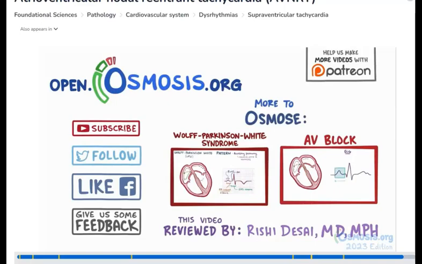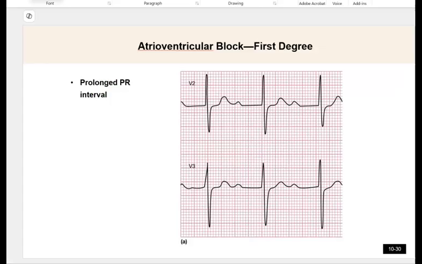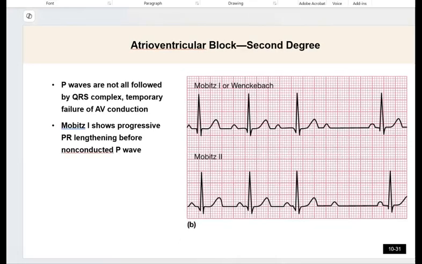All right, then back to the text, which we saw in the videos is explained quite well with our first degree, second degree, Mobitz 1, Mobitz 2.